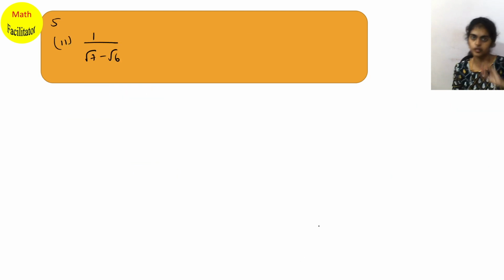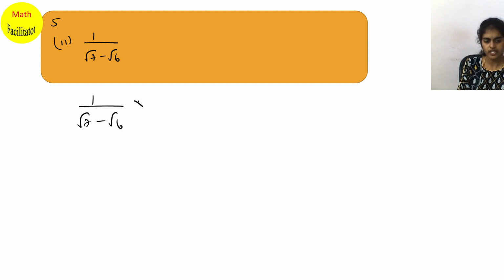So this is how we do. The next question, 1 by root 7 minus root 6. So here also you will multiply and divide by the conjugate. Conjugate means you will change the sign. Whatever sign you have, you will change it. Here you have minus, so I am writing plus.